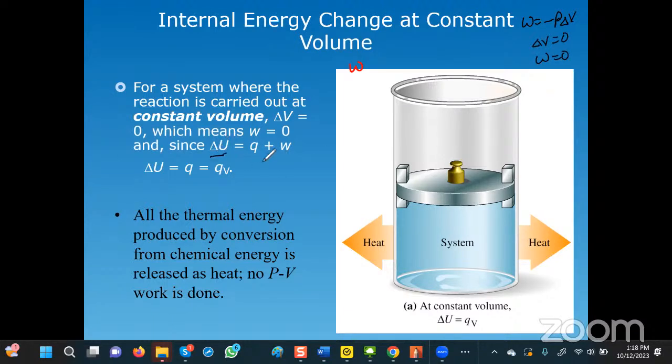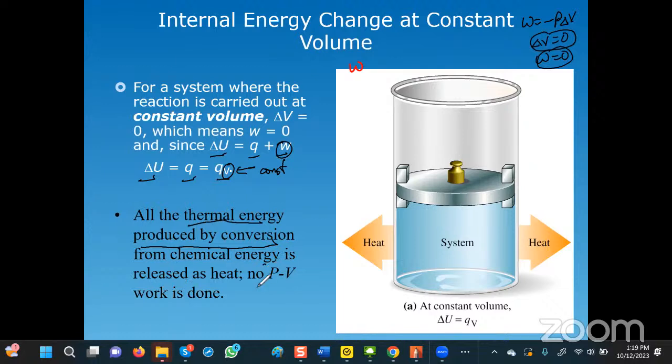And if delta U is equal to Q plus W, that means that when delta V is equal to 0, work is equal to 0. That means that this drops out. So therefore, you're going to end up with delta U is equal to simply Q. And we use QV basically to indicate that the volume is constant. All right. So basically what this is telling us is that if we have a situation where you have a reaction taking place, but there's no volume change, that means that all the thermal energy that is produced, let's say it's an exothermic reaction, will be released as heat, right?